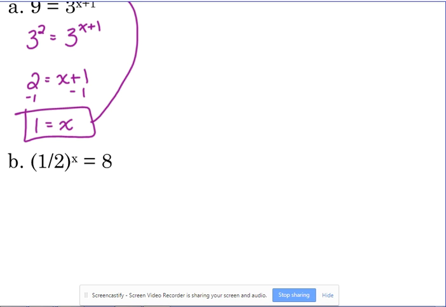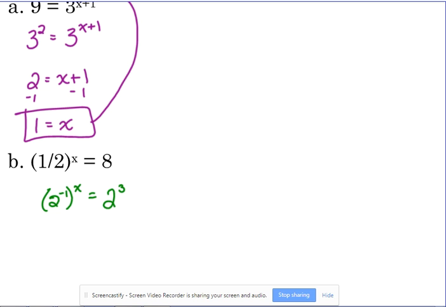Okay, now B is a little bit more complicated. So we got 1/2 to the x is equal to 8. Okay, so are 8 and 2 related to each other? Yes. Okay. How? 2 cubed is 8. Now, 1/2. Can we rewrite 1/2 so that it's a power of 2? 2 to the negative 1. 2 to the negative first, that negative exponent would move that to the denominator. So 2 to the negative first is 1/2.